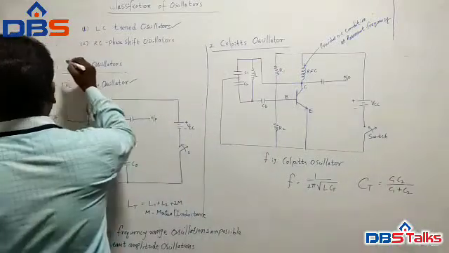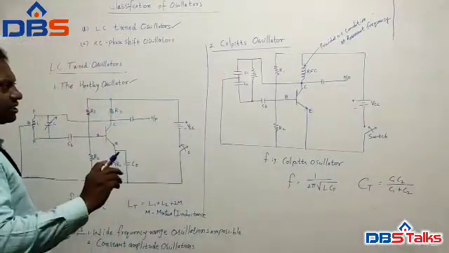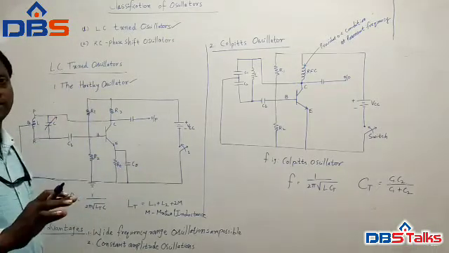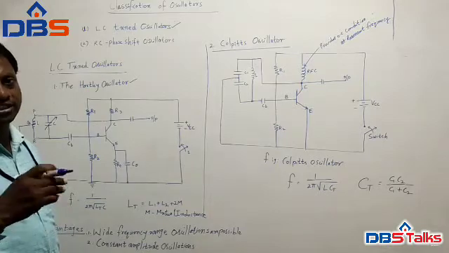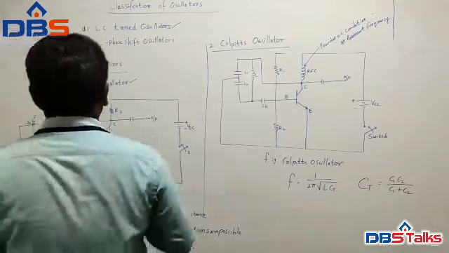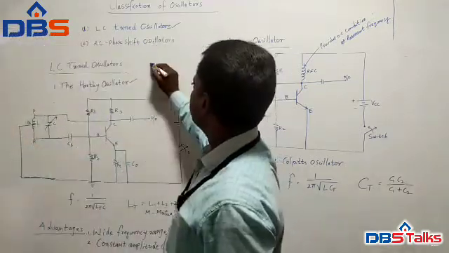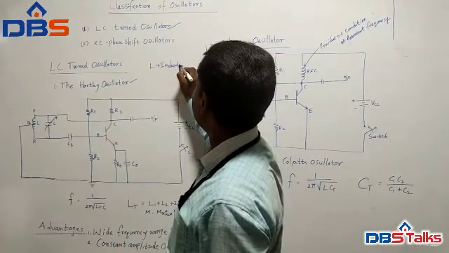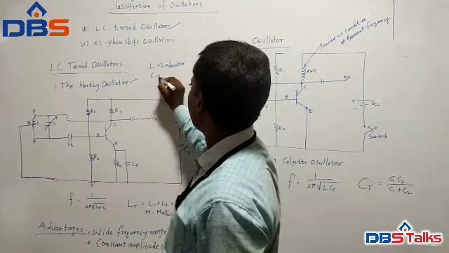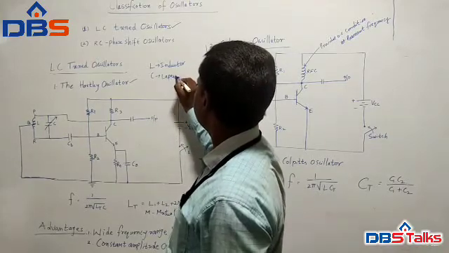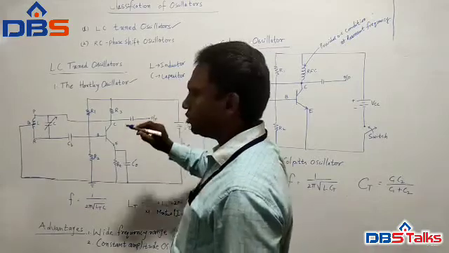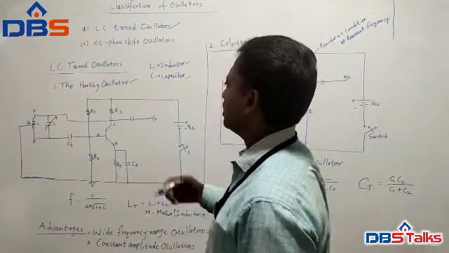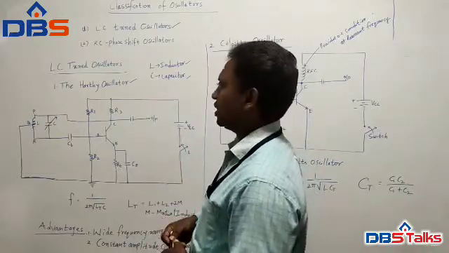L means inductor, C is the capacitor, which means in the feedback network we will use L and C components. That is why they are called LC oscillators, LC tuned oscillators. I hope you are clear, right? So L is the inductor and C is the capacitor, which means we will use inductor and capacitor in this oscillator. That is why they are called LC tuned oscillators.